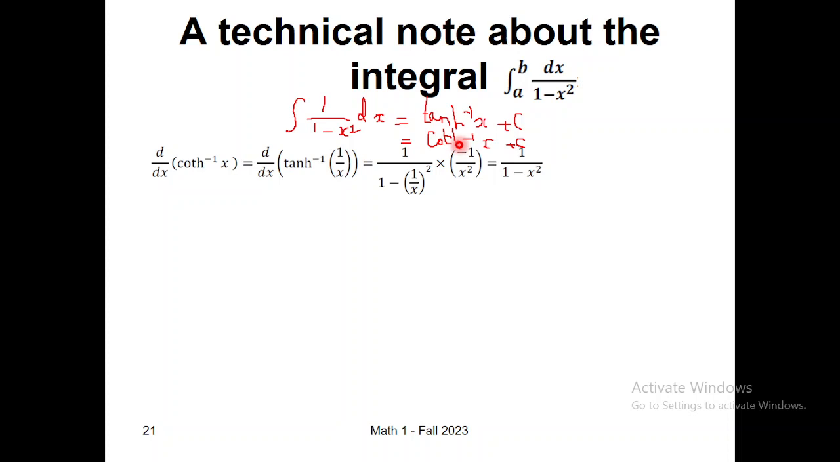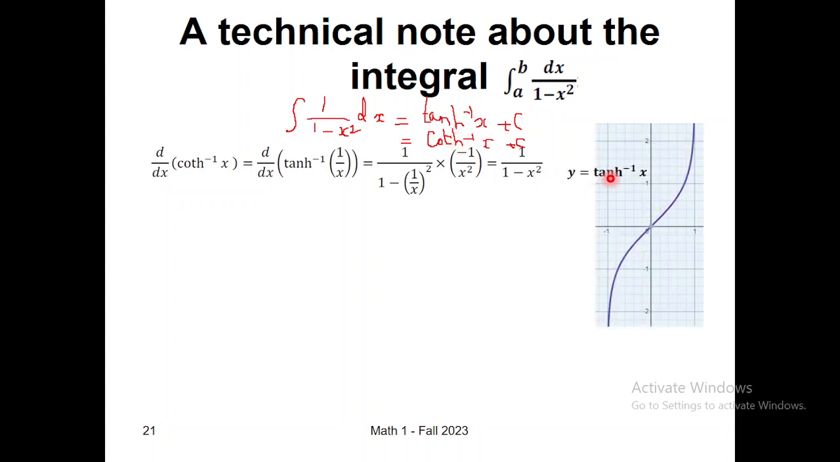The answer is no. Why? Because now tangent inverse and cotangent inverse have different domains. You can remember that the domain of tangent inverse is from negative 1 up to 1. So we can find tangent inverse only when x is a fraction, positive or negative. You can find tangent inverse of half, tangent inverse of 1/3, tangent inverse of negative 1/4. You can find tangent inverse only for x in this interval, fractions.